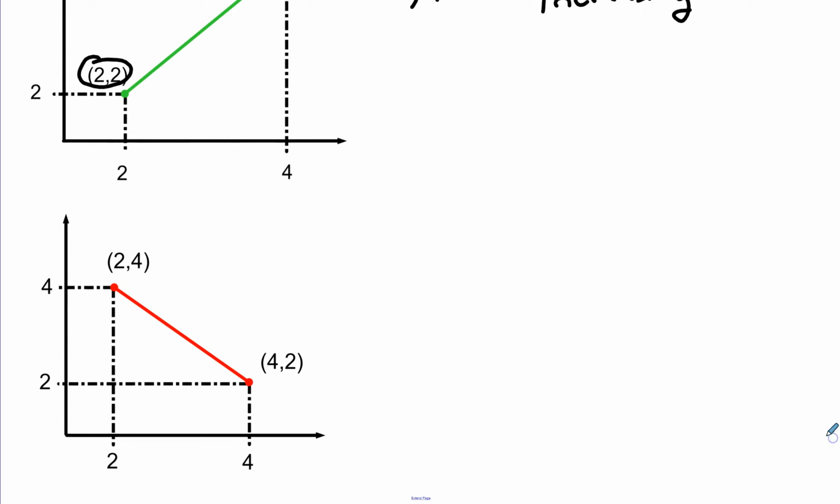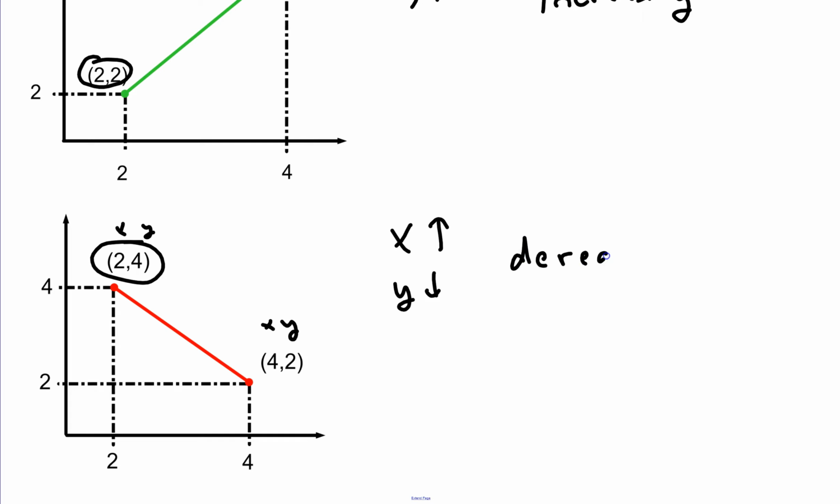As you can see here with this one, we have our x value and our y value, and our x value and our y value here. And as we see x increase, we see that y is decreasing. Therefore, this is a decreasing slope or function.